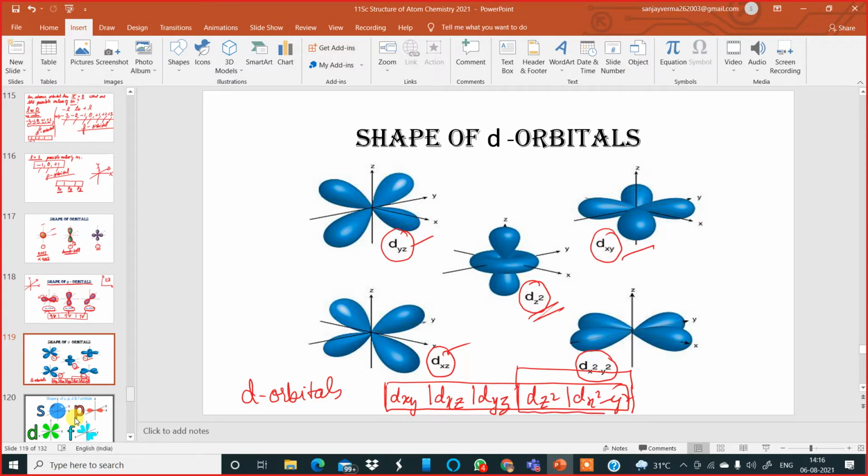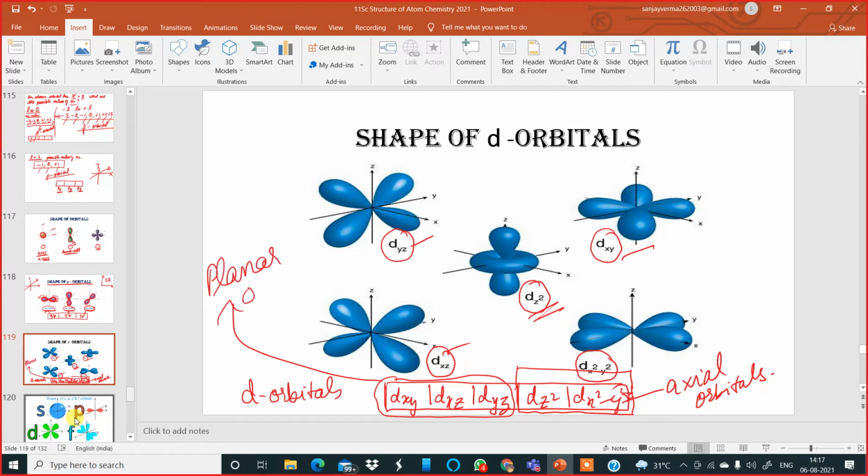Now these two, dz square and dx square minus y square, are called axial orbitals, between the z square plane and the x square minus y square plane. And these orbitals which are here are called planar orbitals.